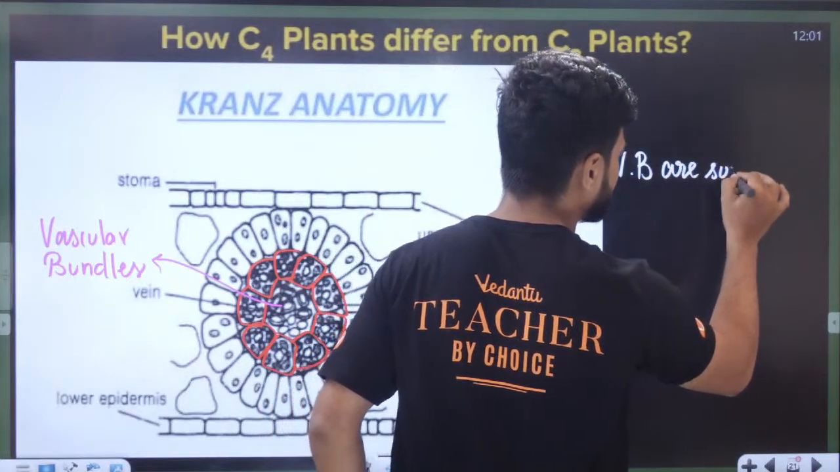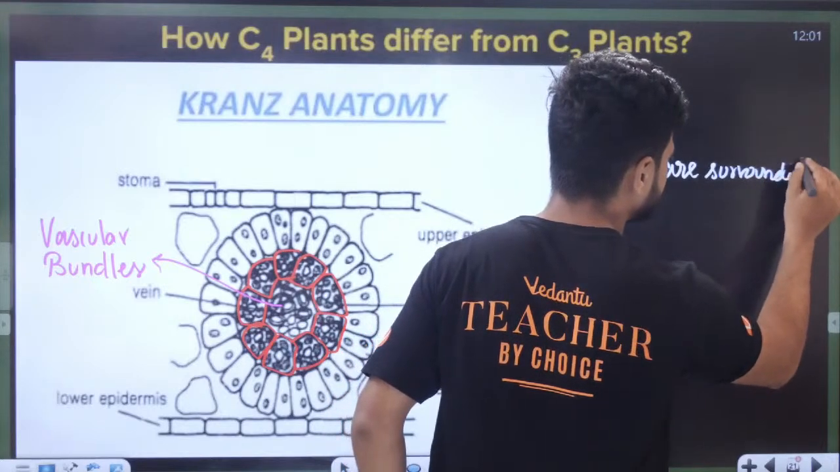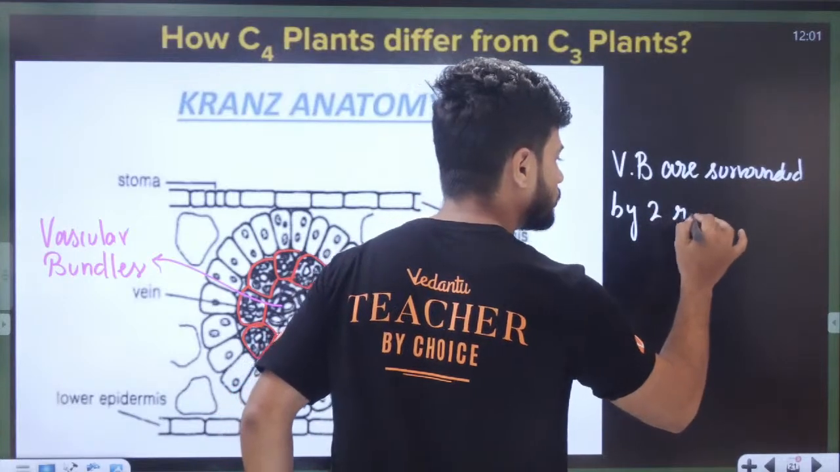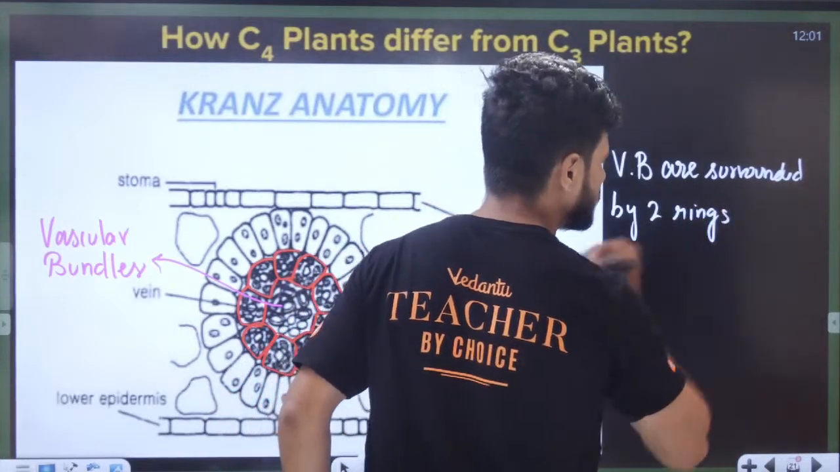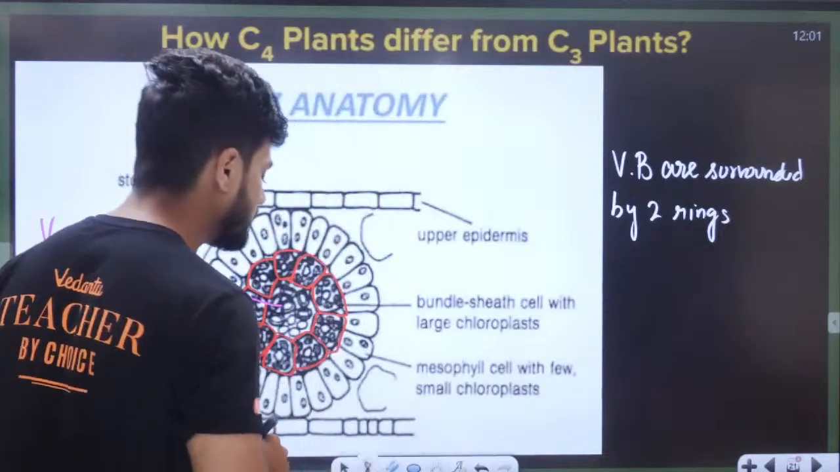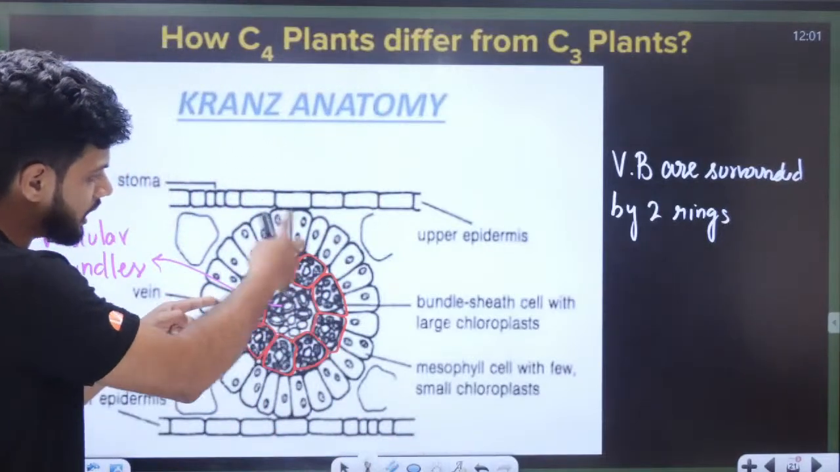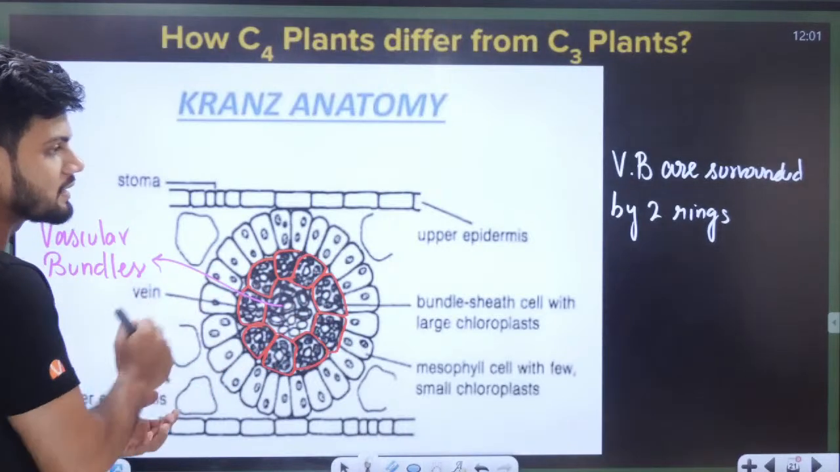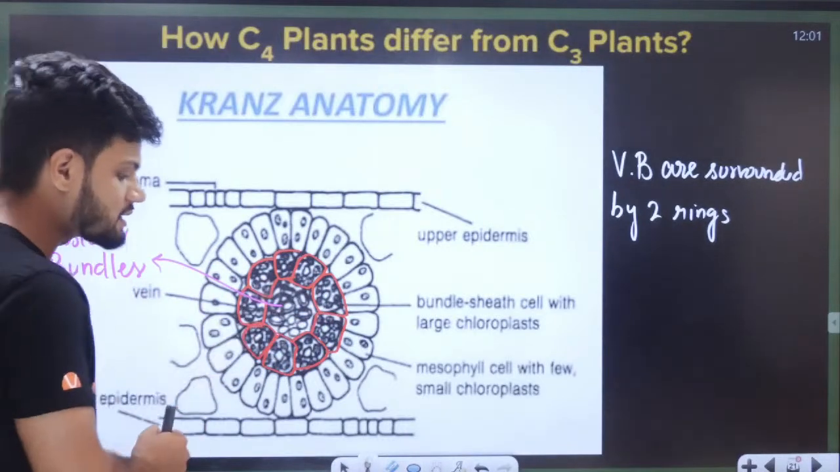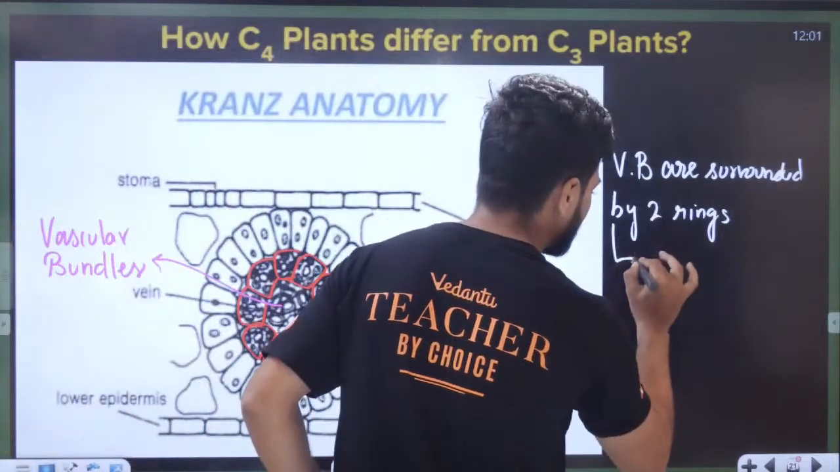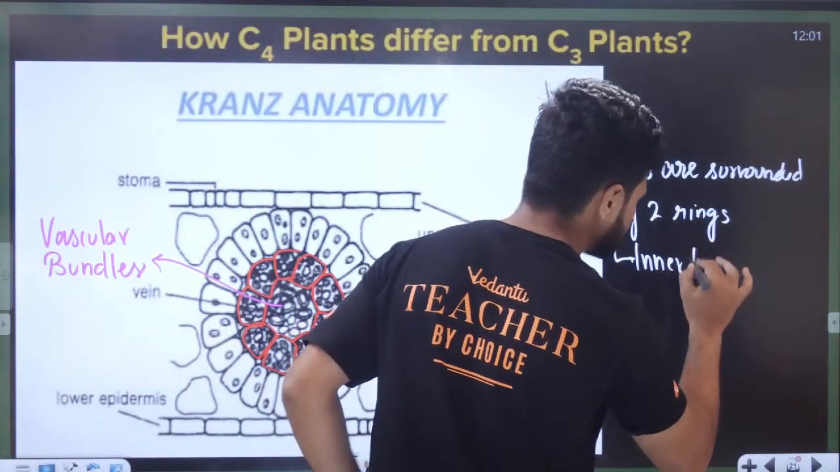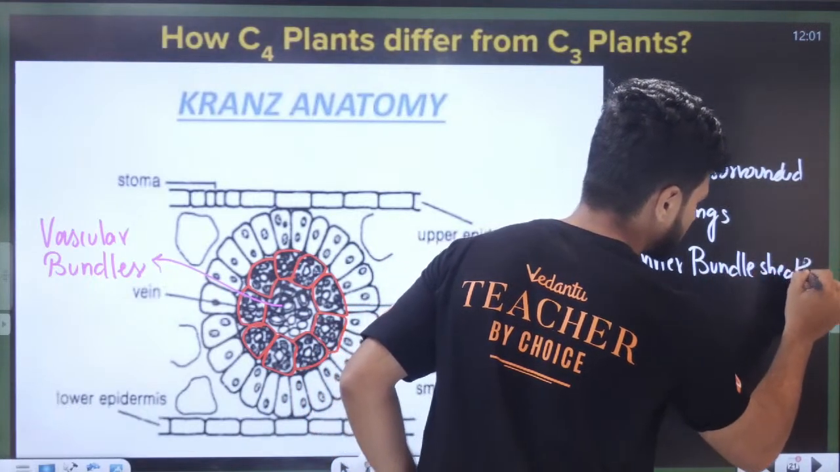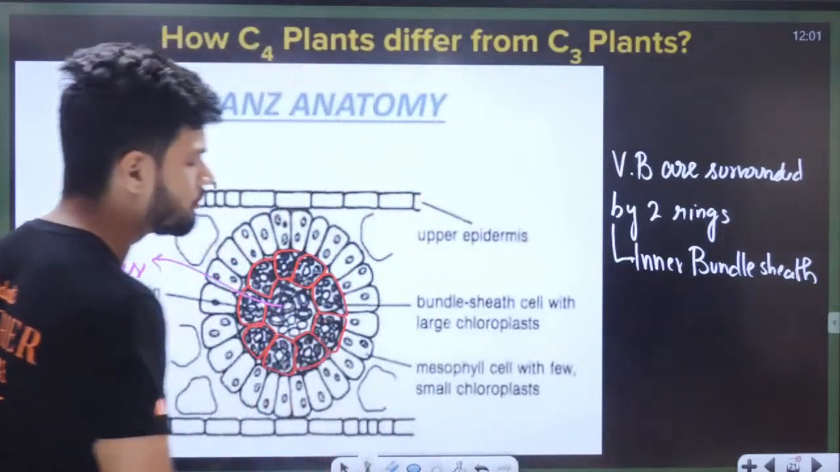Vascular bundles are surrounded by two rings. Can you see? Inner ring, outer ring. The inner ring is made up of bundle sheath.